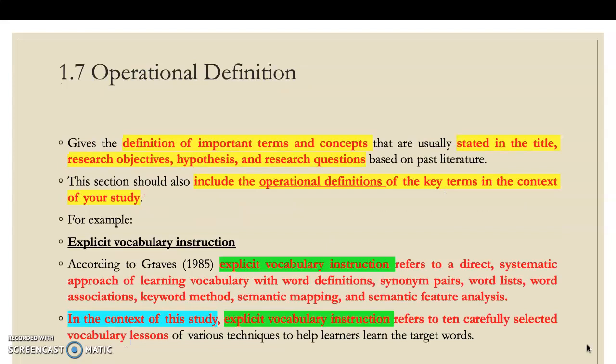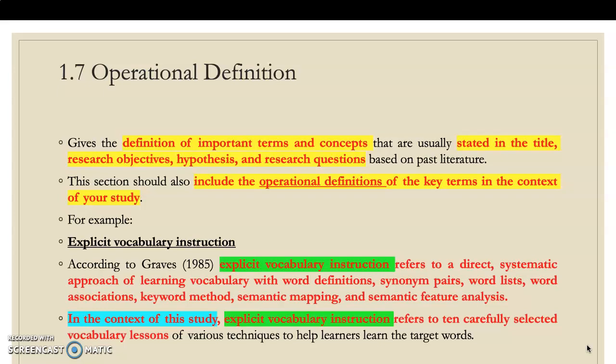Okay, finally, operational definition. Here, you define all the key terms that you have in your title or in your research questions. For example, in the context of this research, we have the word explicit vocabulary instruction. So that is one of the keywords in the title that I've given to you just now. So that has to be defined. What you need to do, you have to have two different definitions.